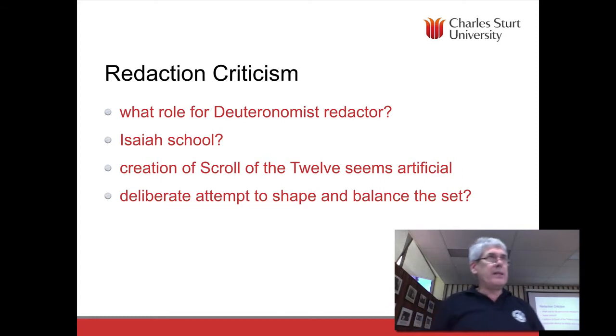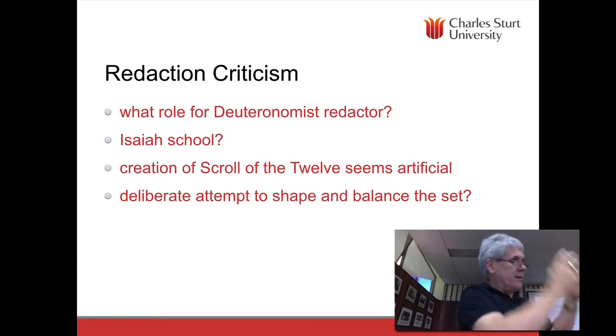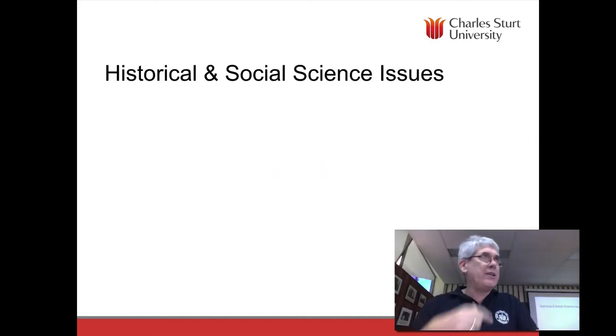And we can see them perhaps wanting to balance Joshua, Judges, Samuel, Kings with Isaiah, Jeremiah, Ezekiel, and the Twelve. So these are redactional strategies playing into the creation of the ancient texts.